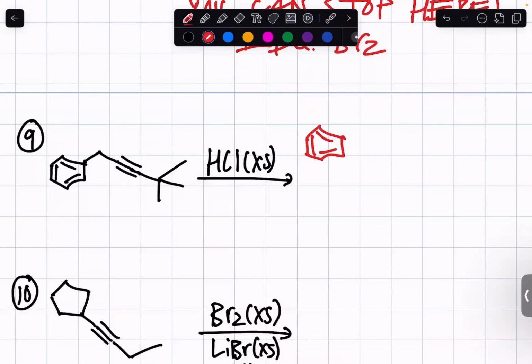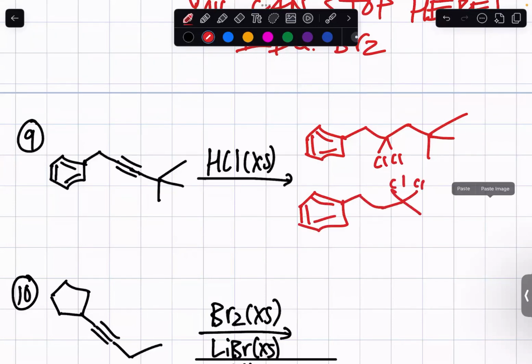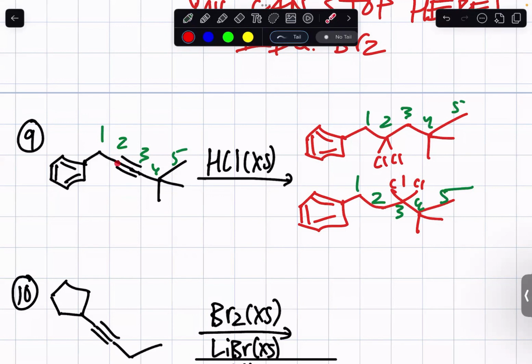Let's do this here. Yeah, these are your two unique products, where we put two chlorines on each carbon of the alkyne, just like that. You can number it if it helps you keep track of atoms. 1, 2, 3, 4, 5 coming off of the benzene, where the alkyne carbons were 2 and 3. So that's where you put the chlorines. 2 chlorines on carbon 2 for one product, 2 chlorines on carbon 3 for another product. So that's how you can keep track of the right carbon.